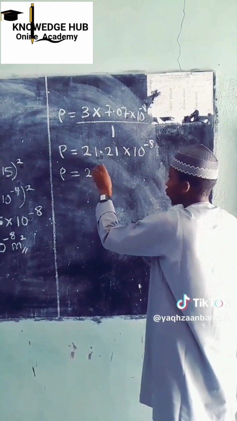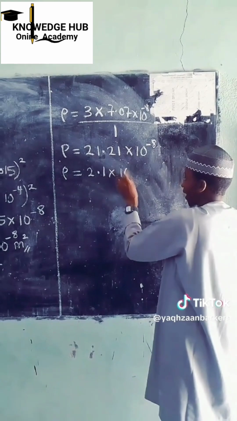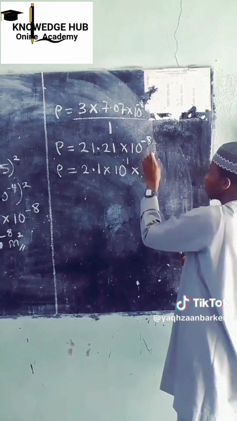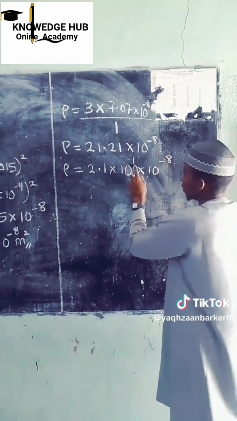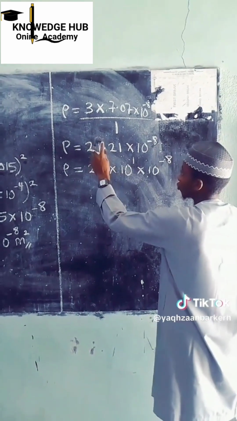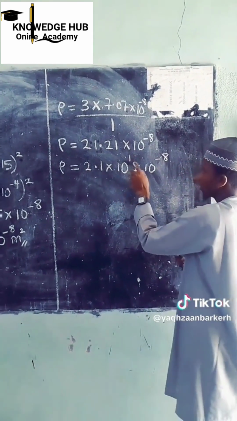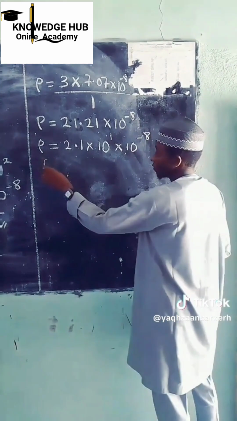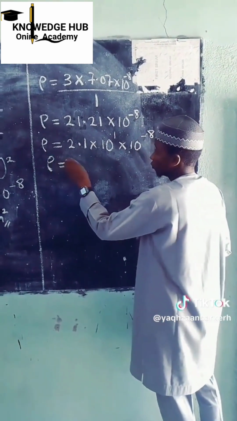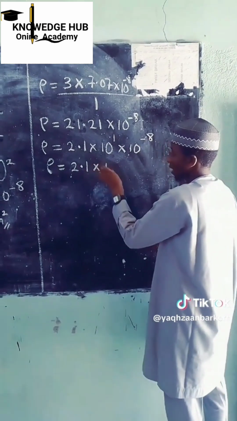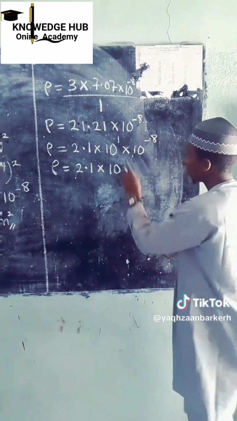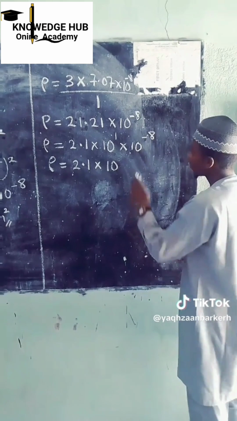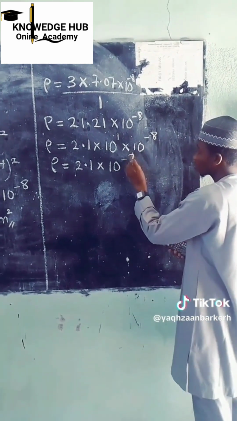So we are going to have 2.1 times 10 to the power of 1, still times 10 to the power of minus 8. The decimal point crosses one time, so that's why we have ten to the power of 1. Then we have ten to the power of minus 8. So now our resistivity will be equal to 2.1 times 10 to the power of 1 and minus 8. So now 1 minus 8 will give us minus 7.